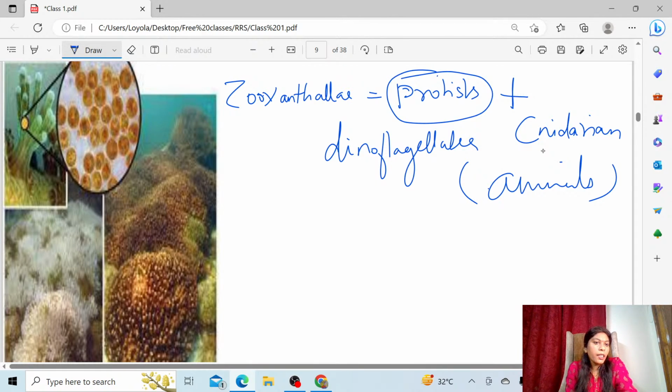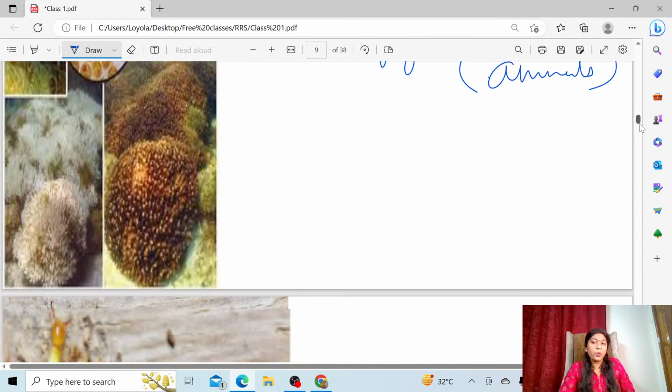That is why you can see the corals are of different colors, pink, blue, green. Why? Because of this dinoflagellate only. They provide color to the corals, and they will also provide food to the corals. Corals will provide the metabolic waste and a place to stay. This is a mutual association between them. So here a protist and an animal enter into an association.